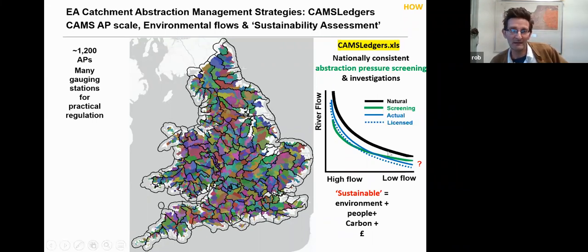And that's where at each of those points you have this assessment of flows, recent actual, fully licensed against the green lines, the thresholds for environmental flow screening. And then you did this sustainability appraisal process.